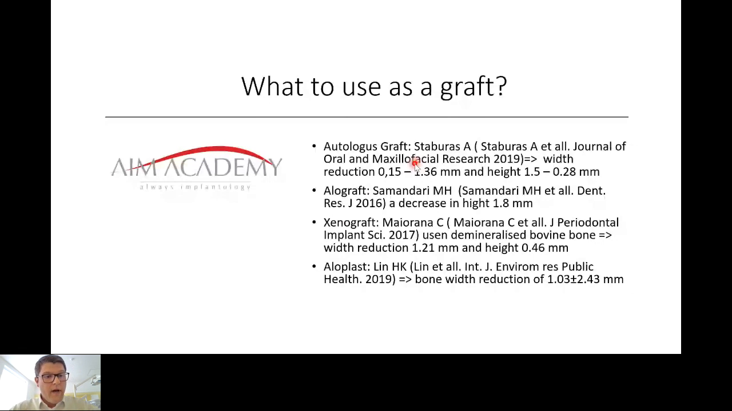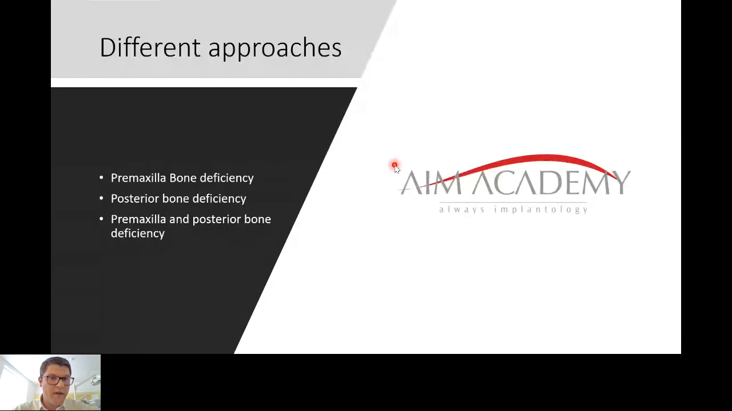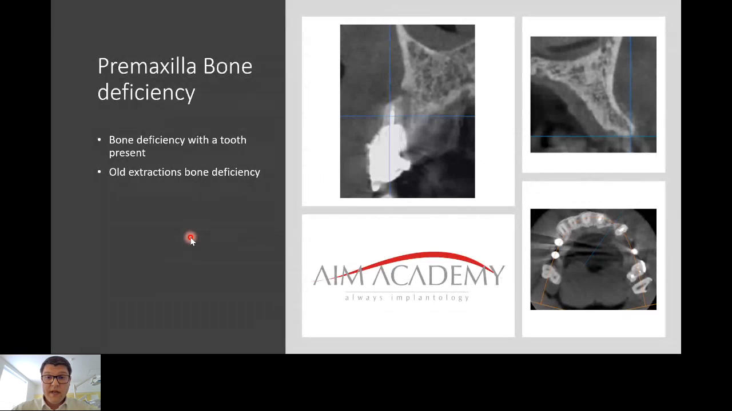So we have different approaches for reconstruction. These different approaches depend especially on the topography, where the bone defect is. The bone defect can be in the premaxilla, it can be a posterior bone defect, or both premaxilla and posterior bone deficiency. So we have to choose and improve our technique in order to solve as much as possible of those. So for the beginning, some simple cases in the premaxilla bone deficiency.